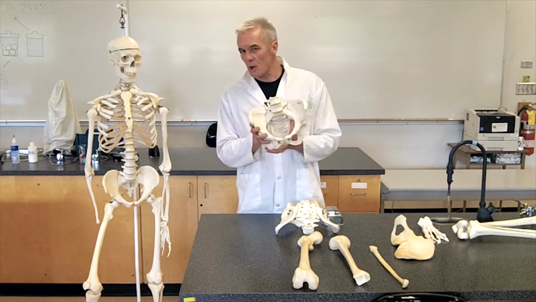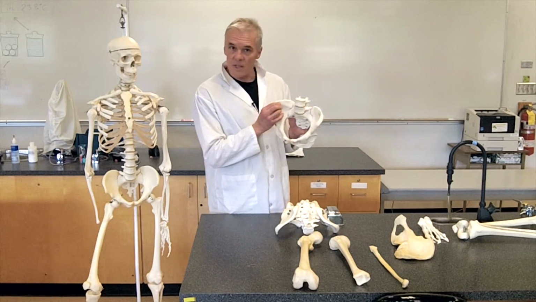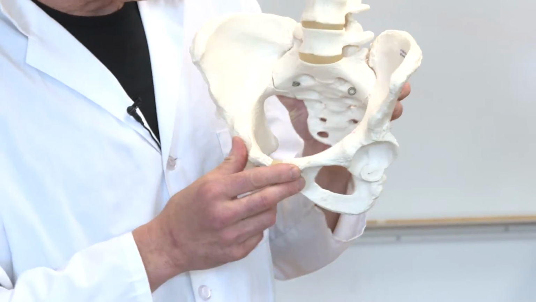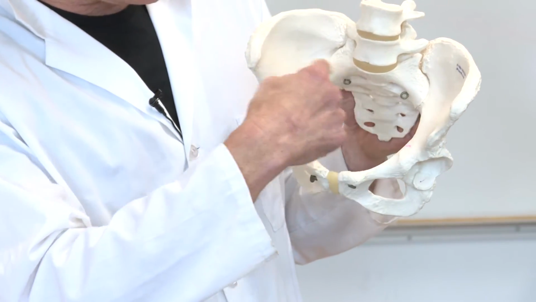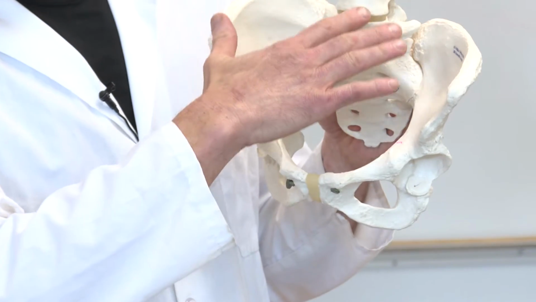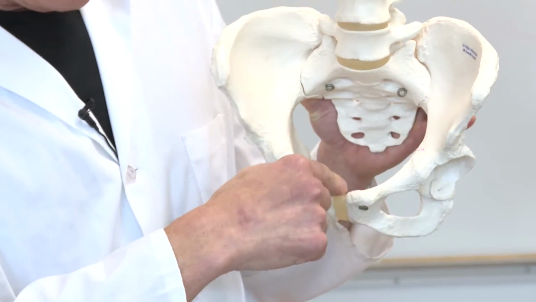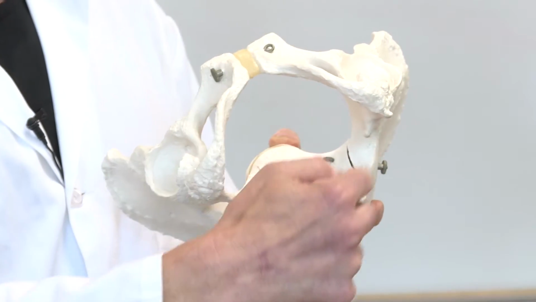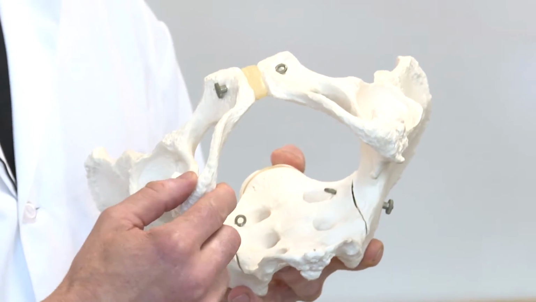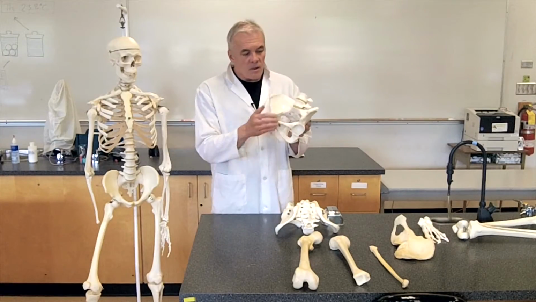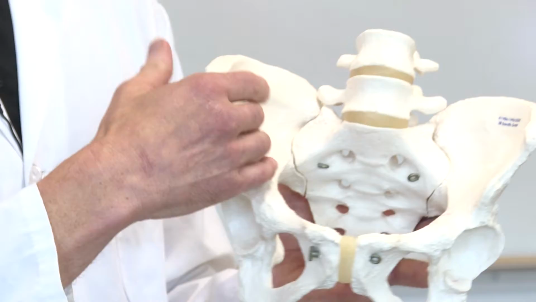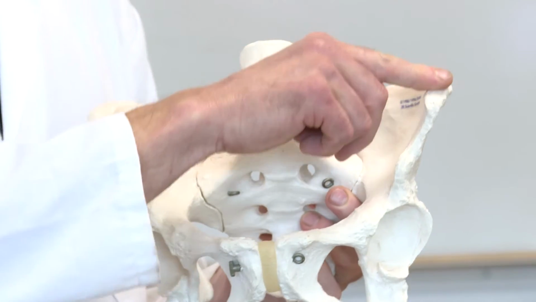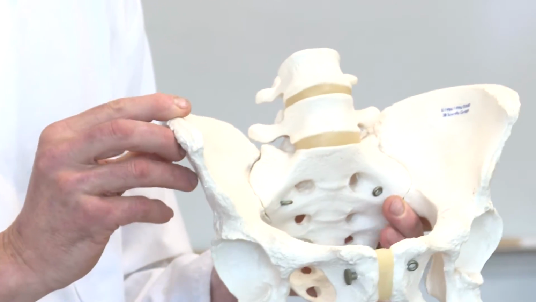If we were to observe the pelvis itself, we can see that it has one inlet and one outlet. The inlet, of course, is here. The superior aspect here is the inlet. The inferior aspect here is the outlet. This is the ilium, this is the ilium, and this is the iliac crest.